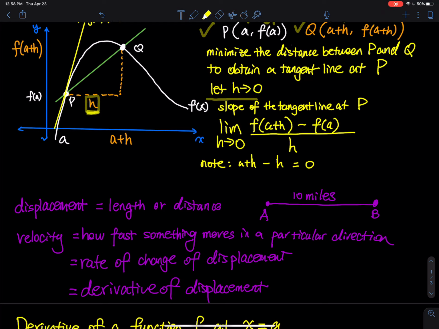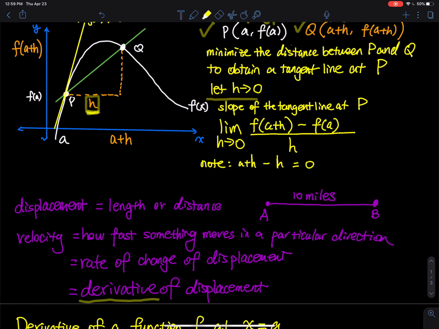And what about velocity? Velocity is how fast something or an object moves in a particular direction. So when you walk or drive from point A to point B, how fast did you move? That is velocity. And then velocity, how fast something moves, we can use another word to describe that. That is called the rate of change. So rate of change in this section links to another vocabulary called derivative.